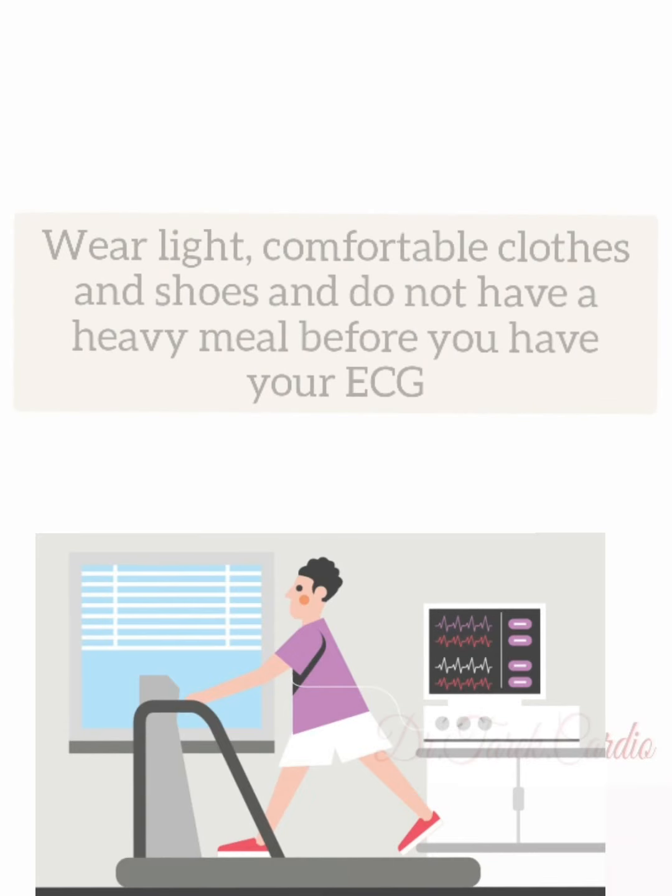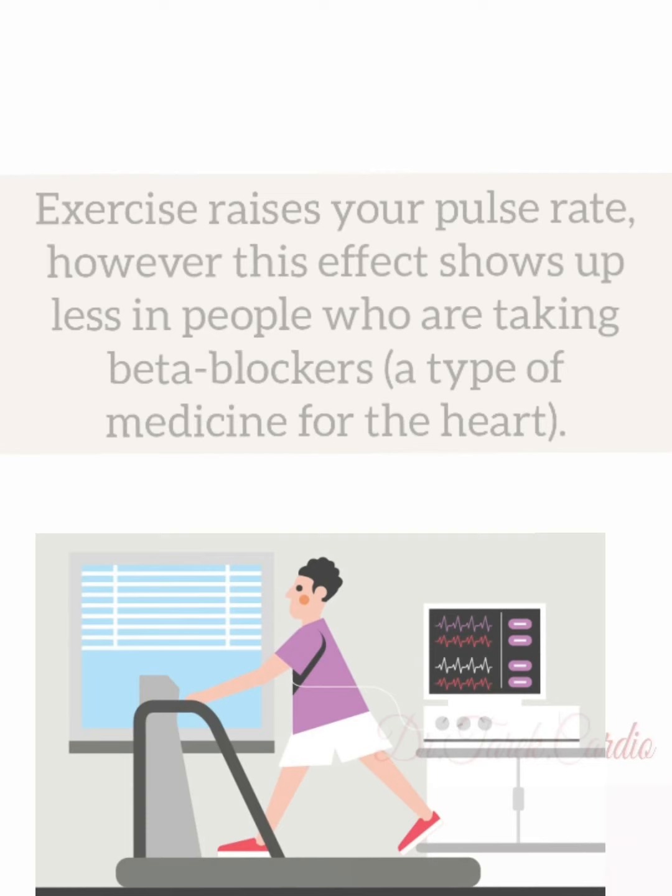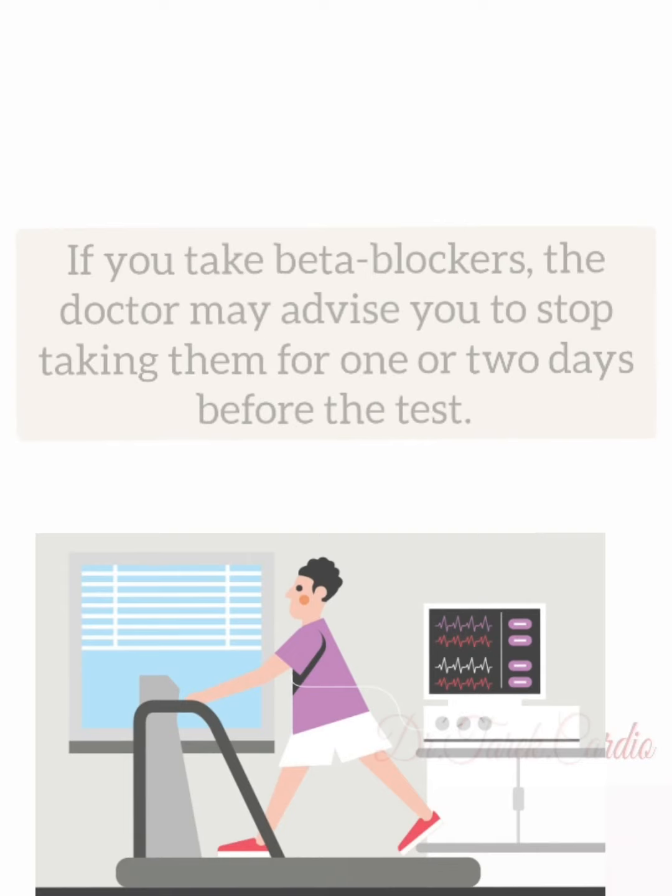Wear light, comfortable clothes and shoes and do not have a heavy meal before your ECG. Exercise raises your pulse rate, however this effect shows up less in people who are taking beta blockers, a type of medicine for the heart. If you take beta blockers, the doctor may advise you to stop taking them for 1 or 2 days before the test.